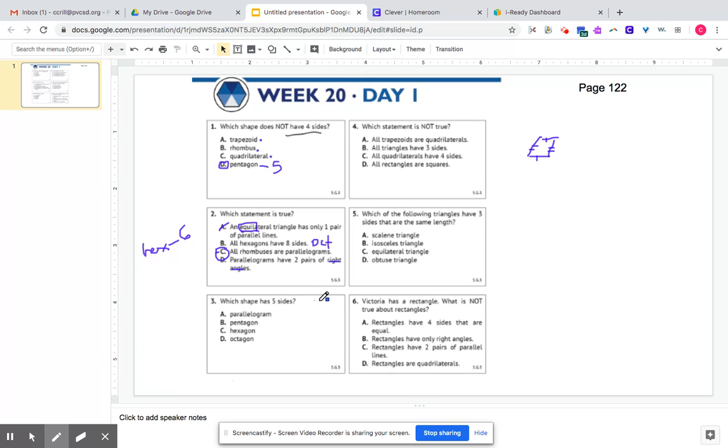Which shape has 5 sides? I'm going to ask you to look back to number 1 and choose the answer carefully.